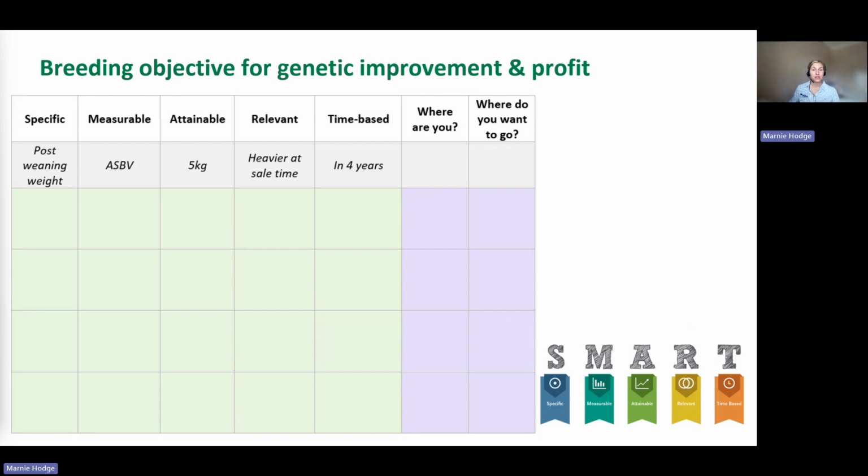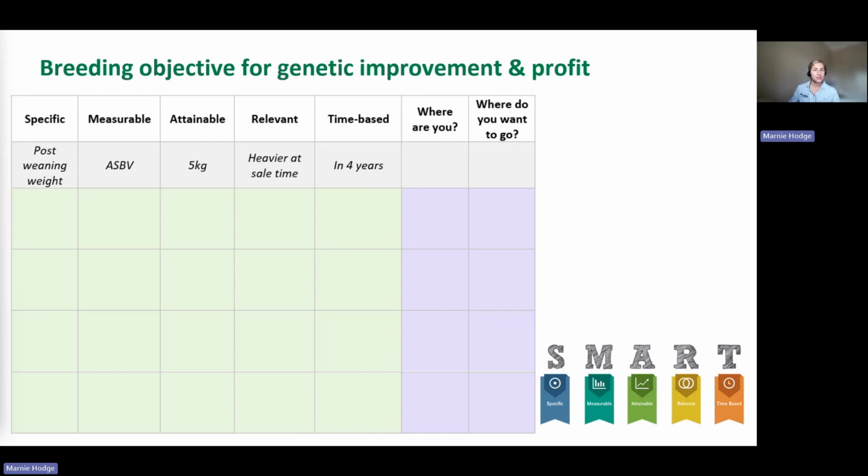So a breeding objective needs to be SMART. So it needs to be specific, measurable, attainable, relevant, and time-based. So you can overlay your genetic trends on this particular layout of a breeding objective. We'd recommend ideally not putting too many traits in the breeding objective, so maybe start with 5, because the more traits you add in, the harder it is to make genetic gain across all of those traits. But think about the traits that drive profit directly and indirectly, how you're performing for those, and where you want to be in the future.